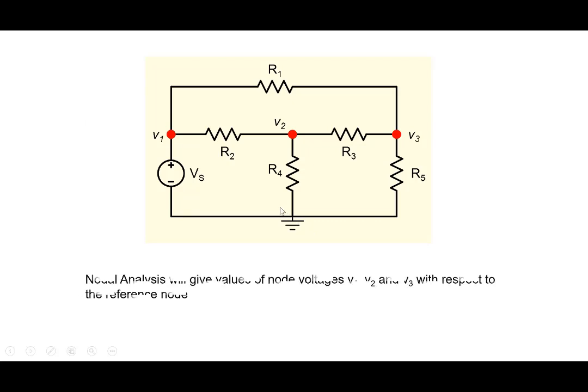In this case, these are the nodes here, here, and here, and we have taken the reference node as ground. And the nodal method will give us the voltages V1, V2, and V3, right? So how do we go about this process of getting the values of the voltages at these nodes here?